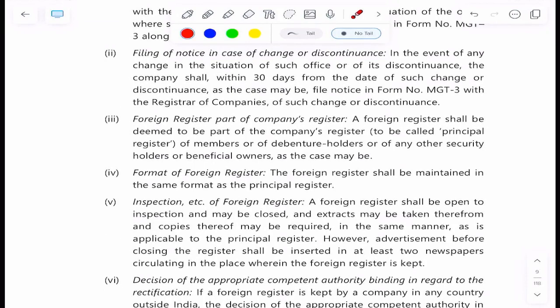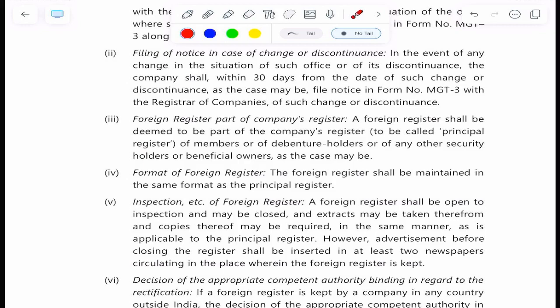Filing of notice in case of change or discontinuance. In the event of any change in the situation of such office or of its continuance, the company shall within 30 days from the date of such change or discontinuance, as the case may be, file notice in form number MGT3 with the registrar of companies of such change or discontinuance.